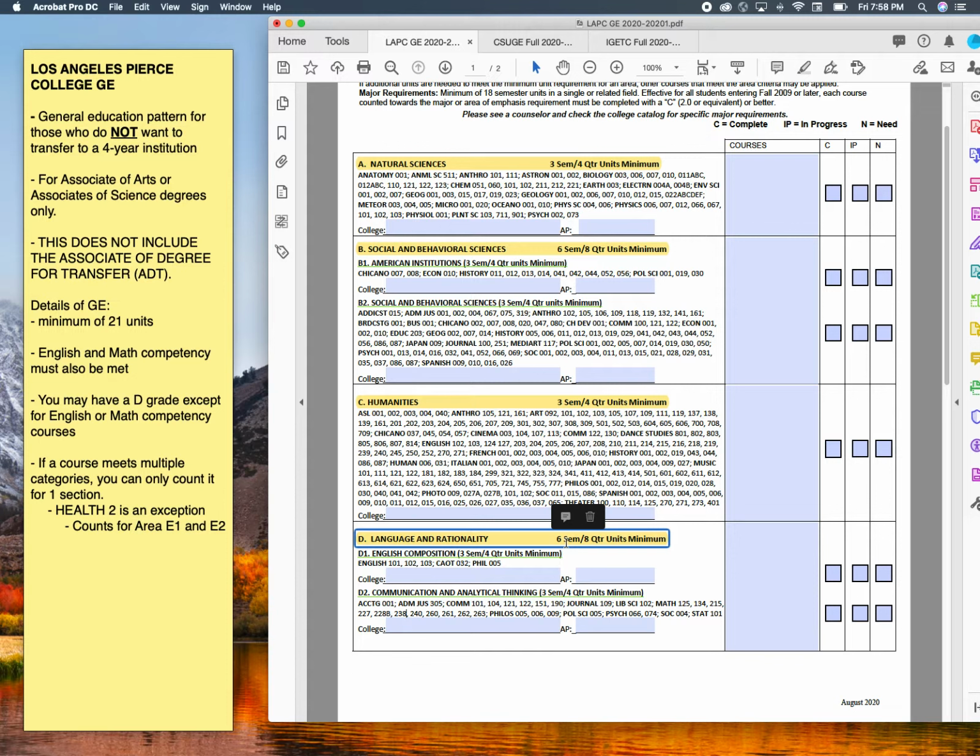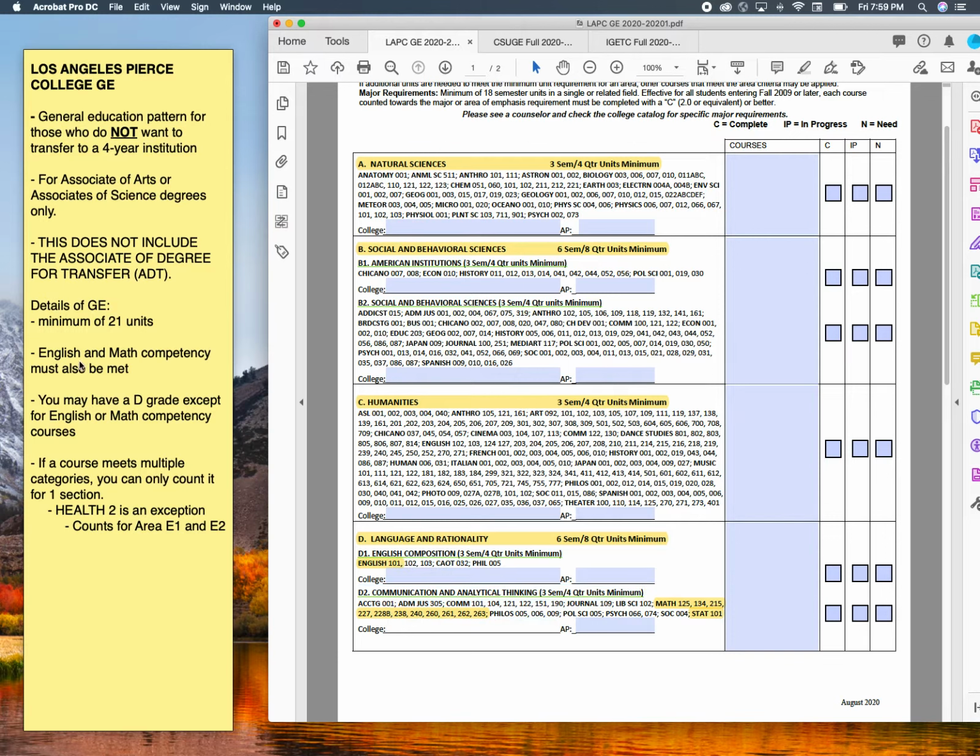Okay. Now, I just want to give you a heads up that most students take English 101 in this category. The reason why is because it's usually a sub requirement for the English competency. So I just want to let you know most people use English 101 for this. Also, another one that people usually do is, for the communication and analytical thinking, they use their math for the math competency for this as well.